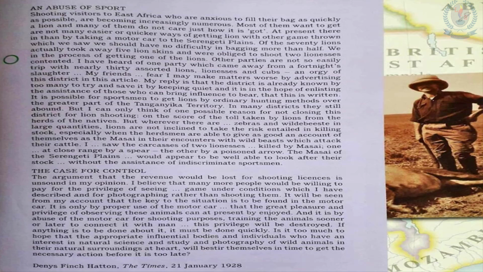Last sentence of the first paragraph. The Maasai of the Serengeti Plains would appear to be well able to look after their stock without the assistance of indiscriminate sportsmen. So the Maasai of the Serengeti Plains are able to handle this without any assistance from the indiscriminate sportsman.